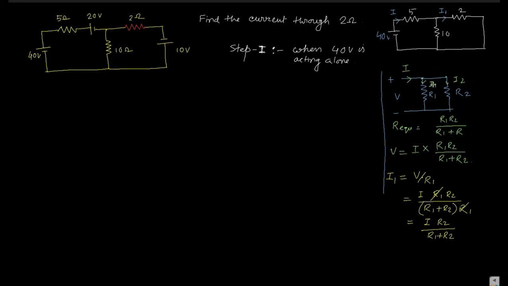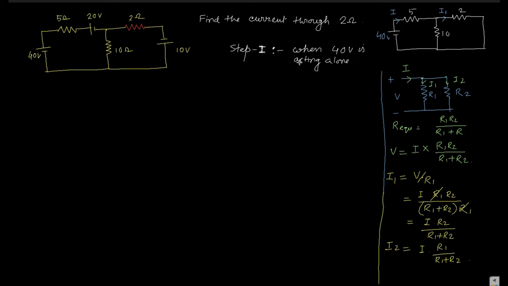If you want to calculate I1 flowing through R1, find the total current supplied by the battery multiplied by the other resistance, the one where the current is not being considered, as the numerator, and in the denominator the summation of these two resistances. Accordingly, I2 becomes I into R1 by R1 plus R2. Okay, this is the basic current division rule. I think you already know this current division rule.